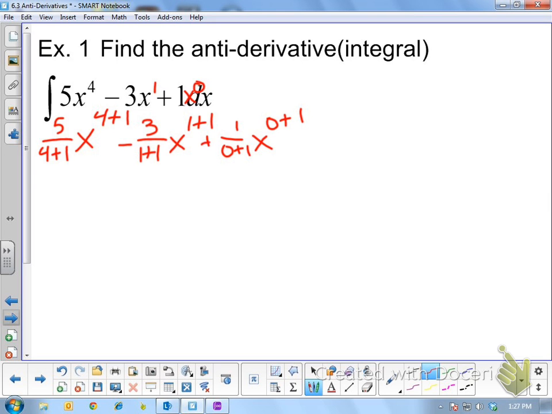We actually add and stuff. We would have 5 over 5, x to the 5th, minus 3 over 2 x squared plus 1 over 1 x to the first. Oh, what did I forget though? We should be writing this every time. dx. Nope, they had dx in the problem. Plus C. Oh, yeah. That's very, very important.